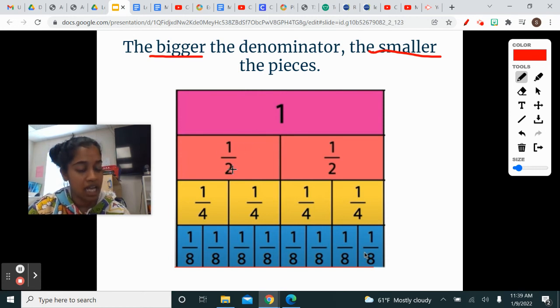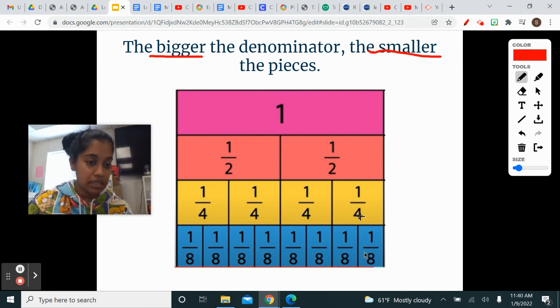Now, what would happen if I cut my whole into 4 pieces, right? That 1/4 is smaller than 1/2 and even smaller than 1 whole. Now, what would happen if I went ahead and cut that whole into 8 pieces? That 1/8 is smaller than 1/4, which is even smaller than 1/2 and smaller than 1 whole. So what I'm noticing is as my denominator, my number on the bottom, is getting bigger, my pieces are actually getting smaller because I'm cutting them into smaller pieces.